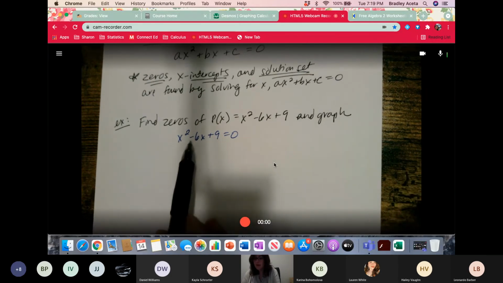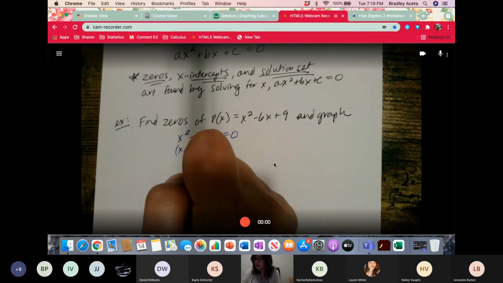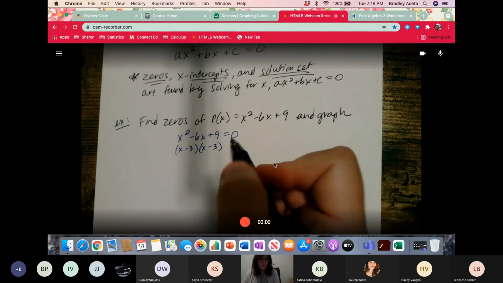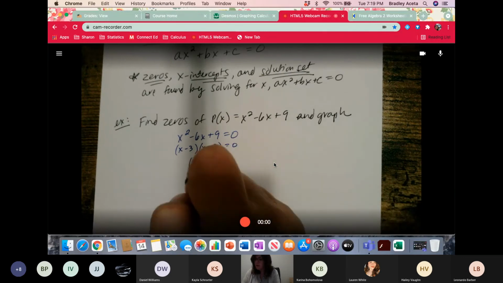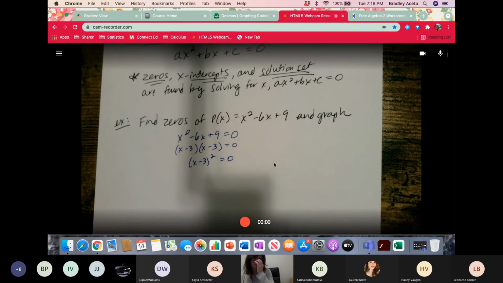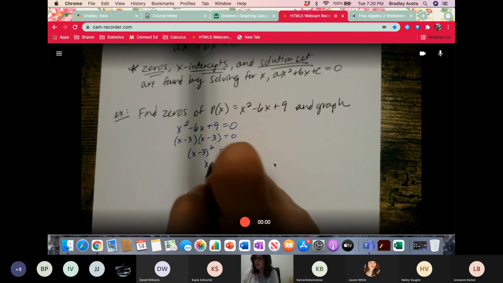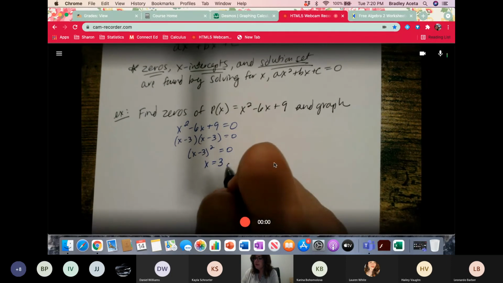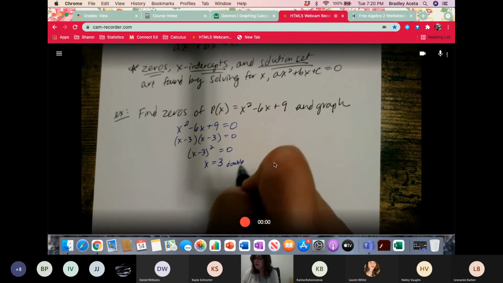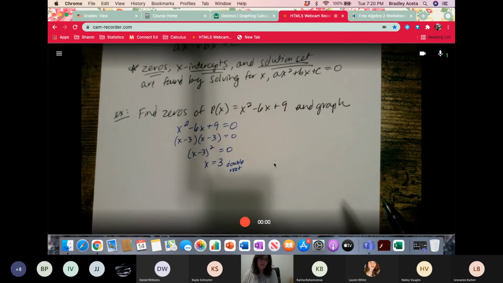Two numbers that multiply to 9 but make a negative 6 would be minus 3 and minus 3. Or x minus 3 squared. That's important. That'll come into play later on. That means what's the value of x that will give you a 0 here? It would be 3. And 3 is actually a double root because there's 2 of them. That'll come into play later.